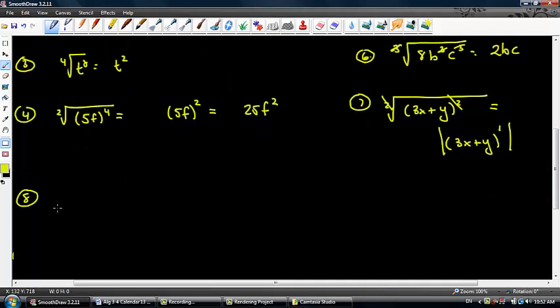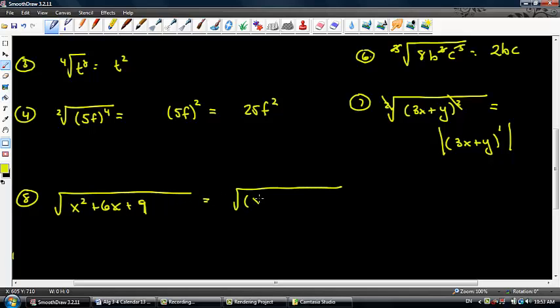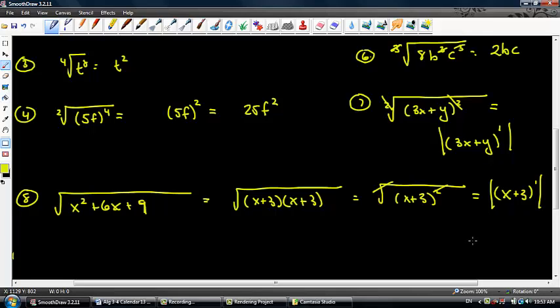Next, number 8. If I am going to take the square root of x squared plus 6x plus 9, I hope we have not forgotten our factoring, because this is really (x plus 3) times (x plus 3), which is really (x plus 3) quantity squared. The square root and the square are going to cancel each other out, leaving me with x plus 3 to the first power, right? An odd power, which means I need to put it in absolute value bars.